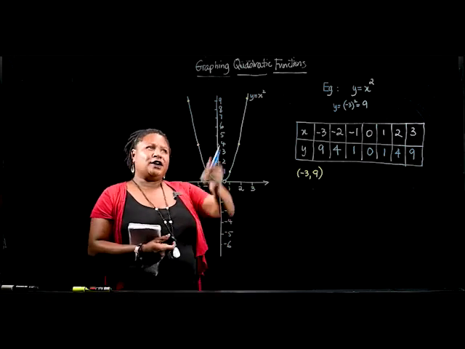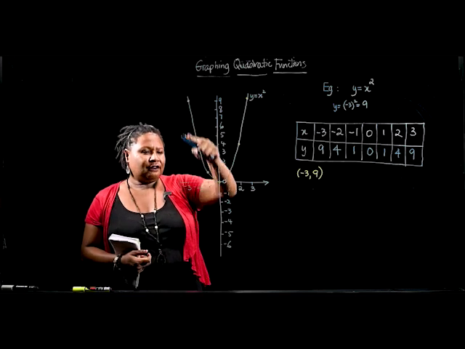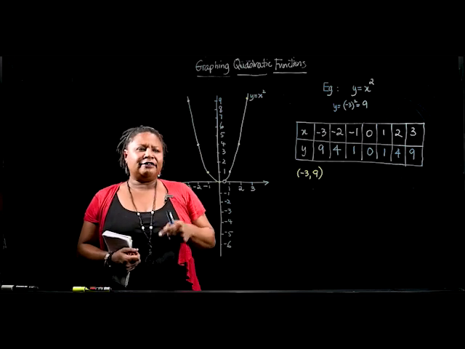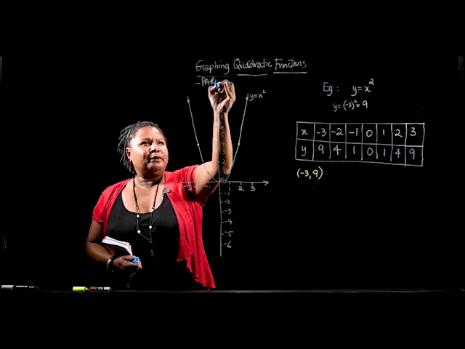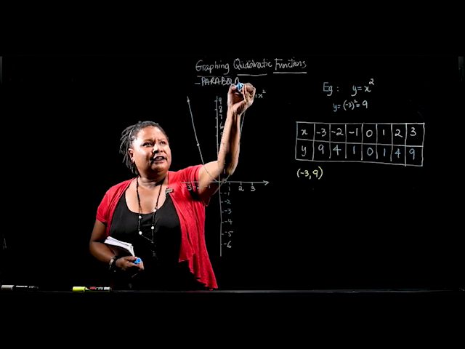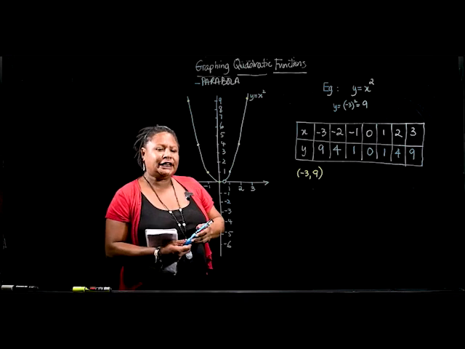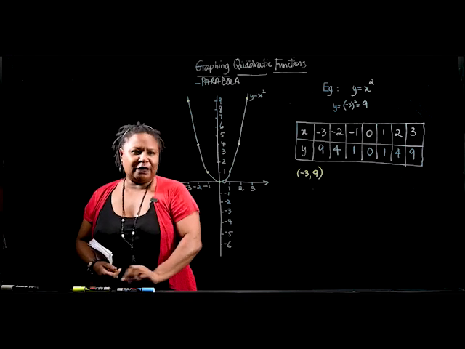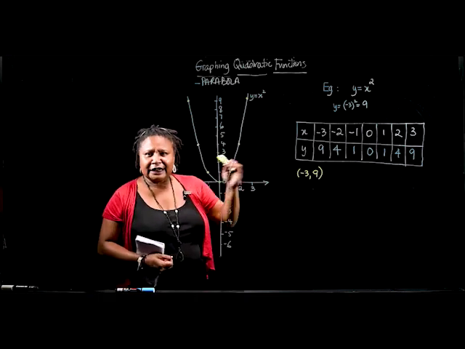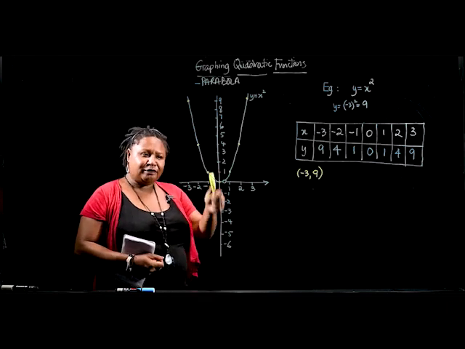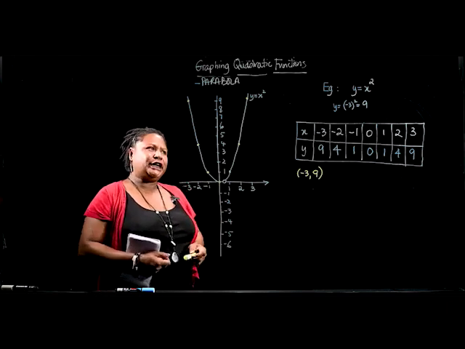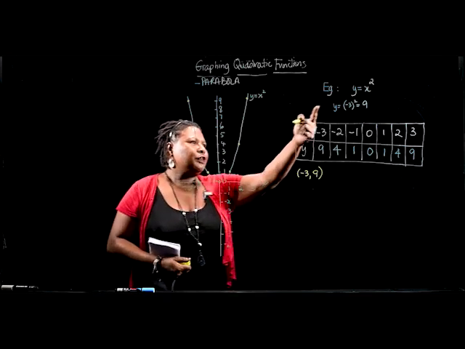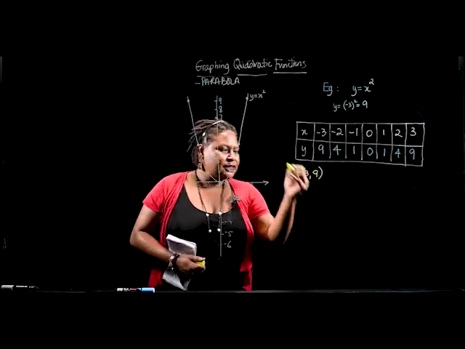Now, for any quadratic function, the graph is a curve and it is known as a parabola. There are special features about the parabola, and the equations have a very big effect on how the parabola looks on your Cartesian plane. So this is y equal to x squared.